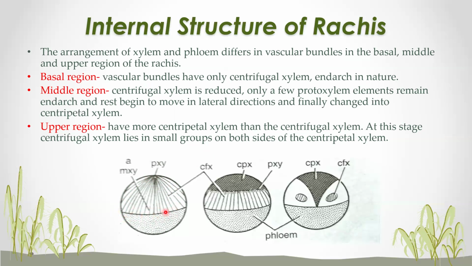Coming to the middle region, slowly some of the protoxylem cells move forward to the lateral direction, and finally change into centripetal xylem. So in the middle region, both centripetal and centrifugal xylem are present and phloem is present on the outer side. Whereas in the upper region, centrifugal xylem gets reduced and is present only in small groups or patches, and centripetal xylem is present more. Therefore, at this stage, there is more centripetal xylem than centrifugal xylem.